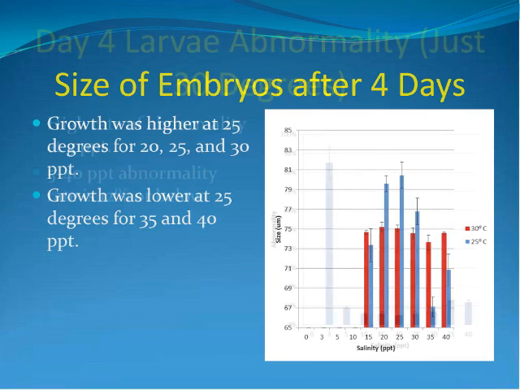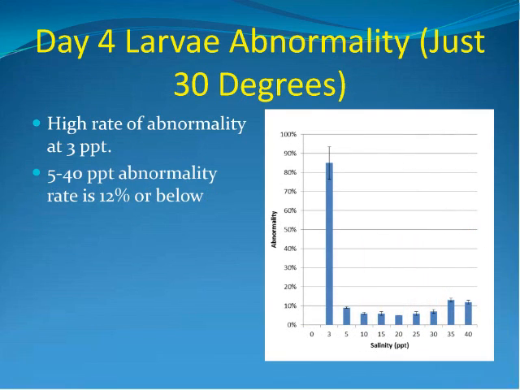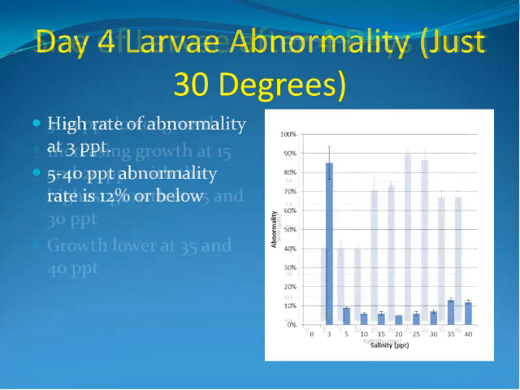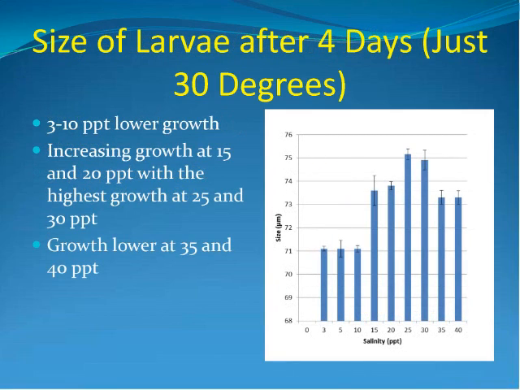Looking at the 4-day larval abnormalities, like we saw, everything is dead, very high abnormal rates at very low salinities. Higher salinities they seem to tolerate better. Now, previous experiments have shown that high abnormality rates will result in high mortality. Same is the case with the size of the larvae. The bottom line is 15 to 35 is pretty good for these early life stages. Lower or higher salinities, not so much.